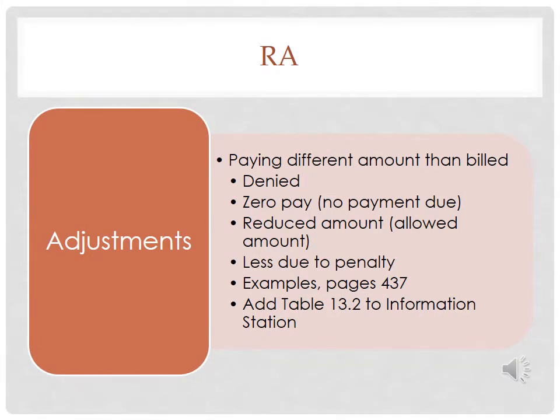Remittance advices contain a column for adjustments. So this would be when something would be paid for a different amount than what was billed, and it would explain why. Was the claim denied? Was it not paid at all? Was it downcoded or given a reduced amount? So there are examples in our book of different claim adjustment reason codes. So take a look at those.